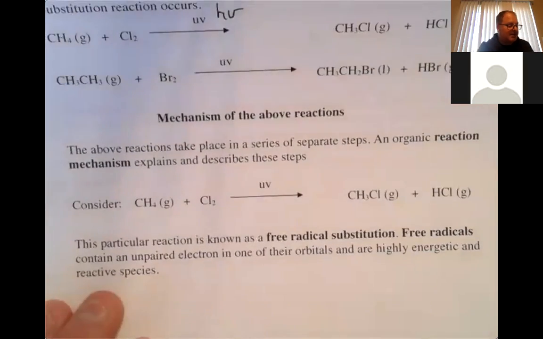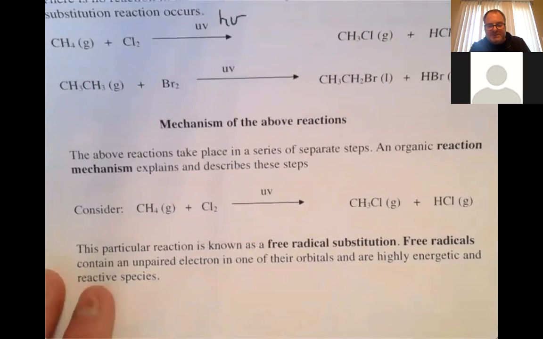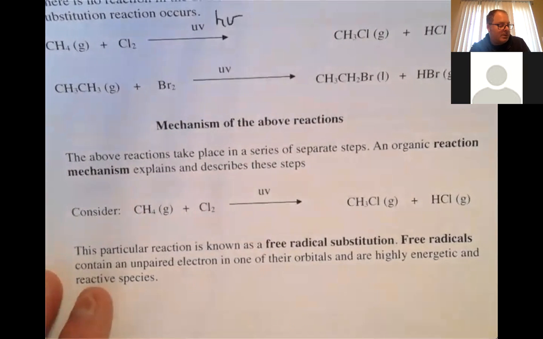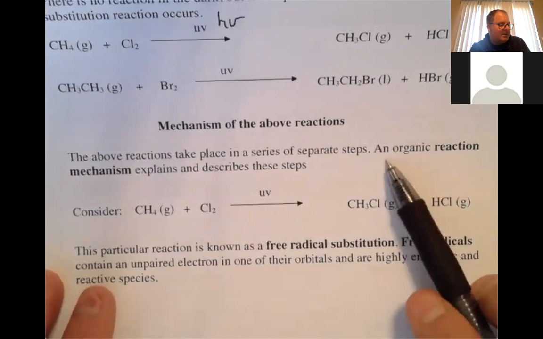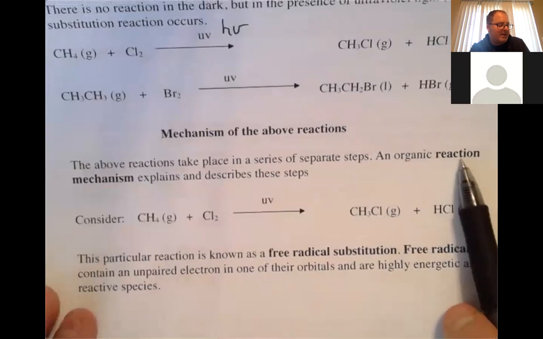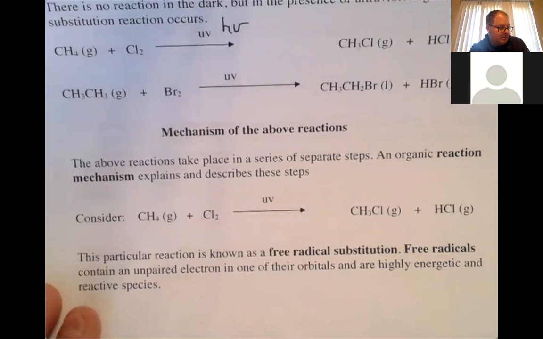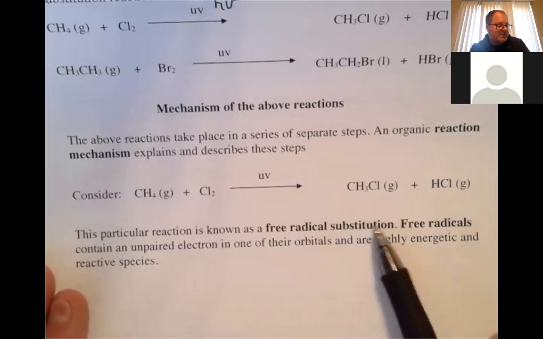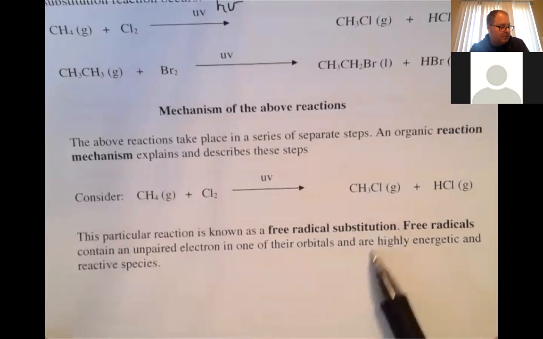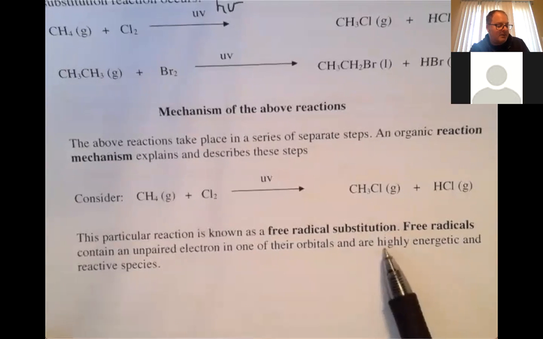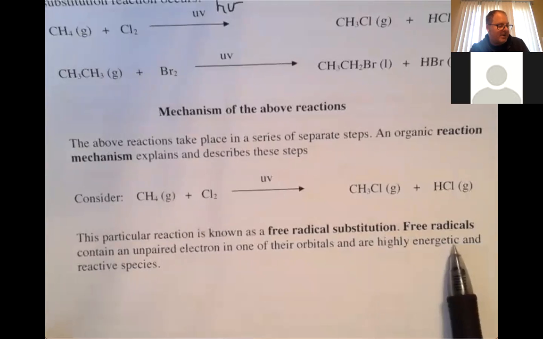So if we take a look, then what most of the tests, the paper 2s, have you do is write out basically one of these reactions. And what you need to do for full credit on that is write out, explain and describe the reaction mechanism. So again, this is called free radical substitution because we're making these free radicals out of the chlorine. And as we said, they don't last long and they're highly energetic and reactive.